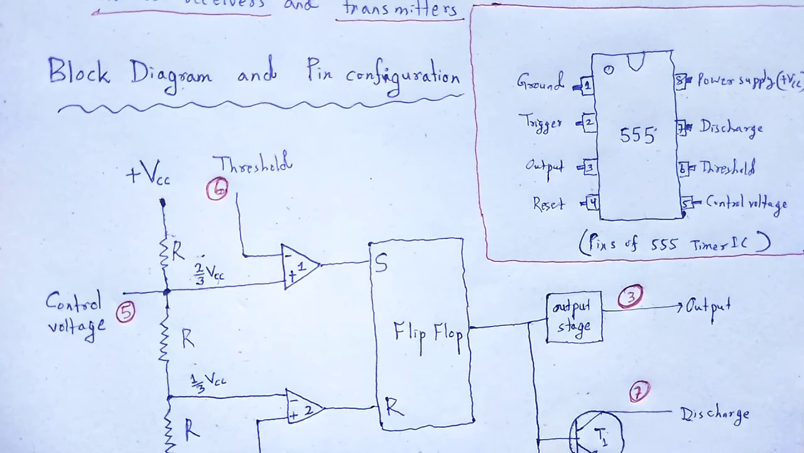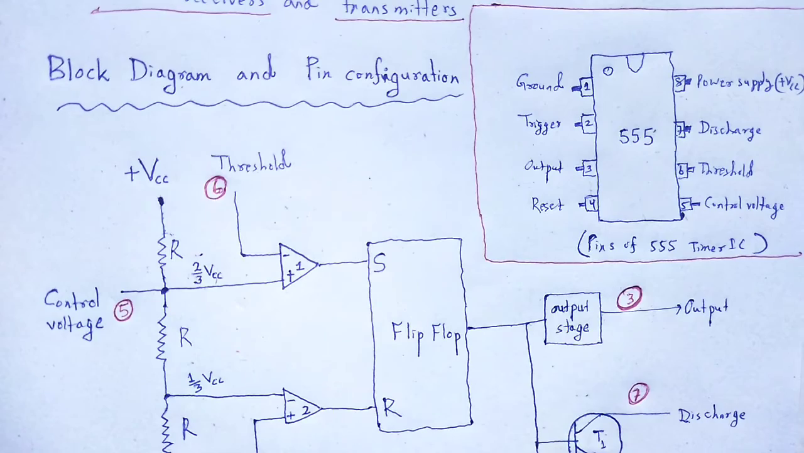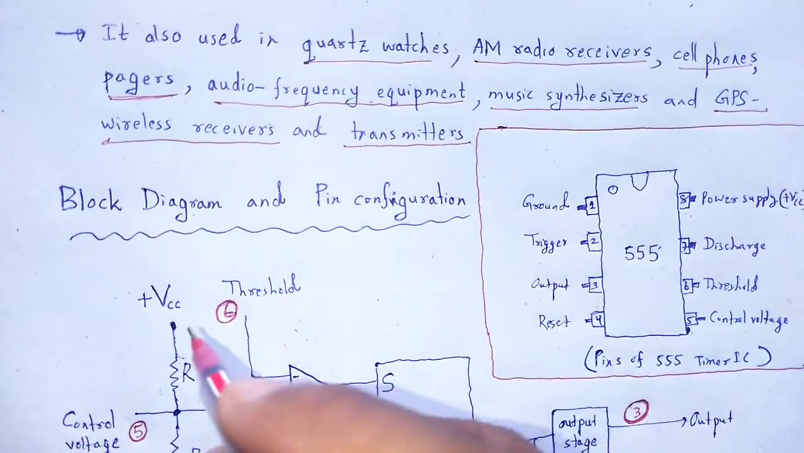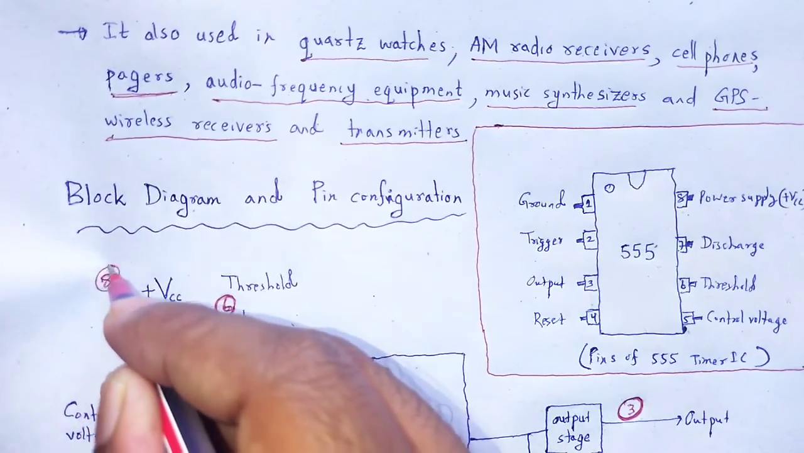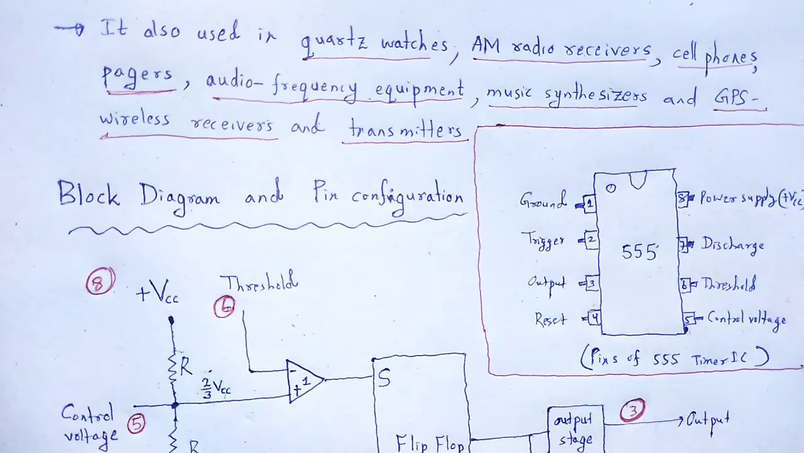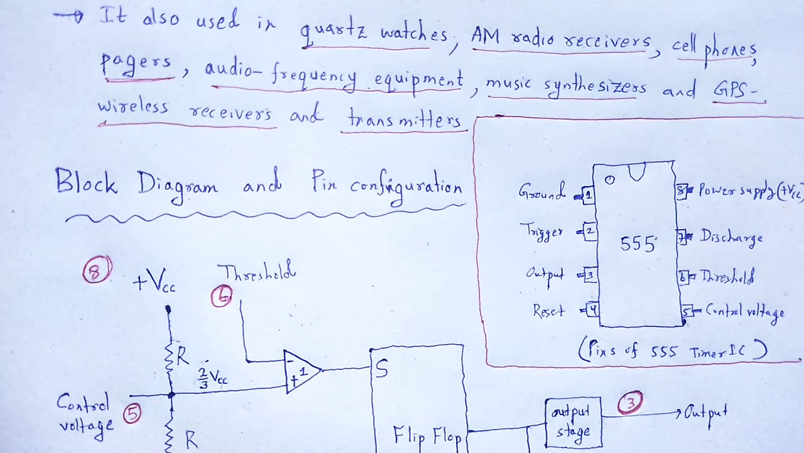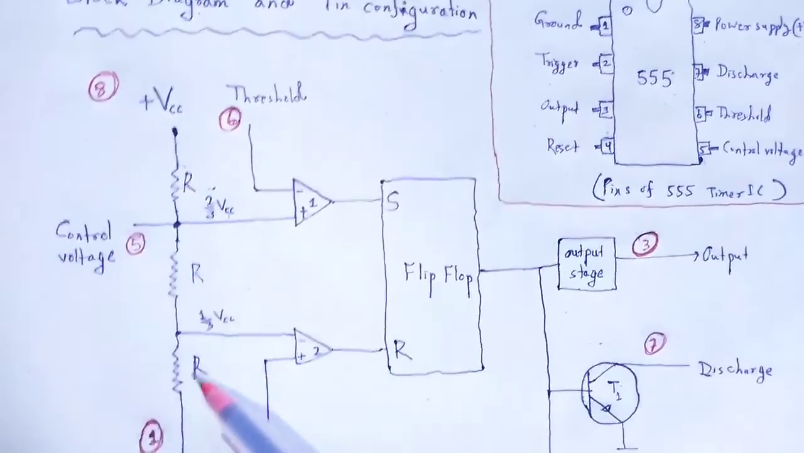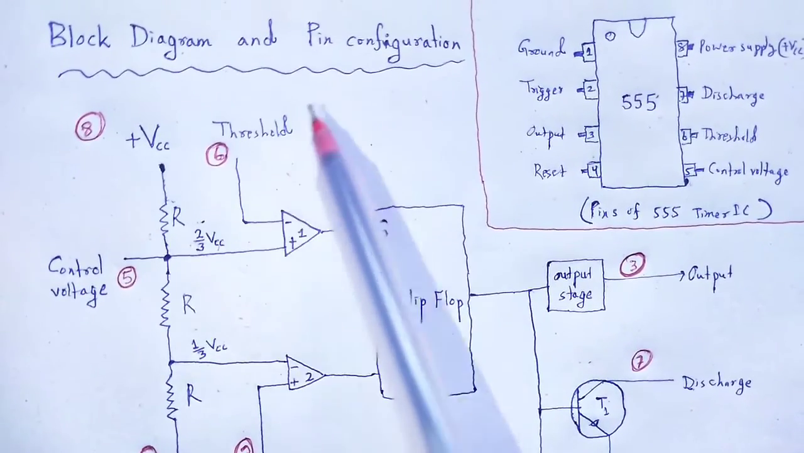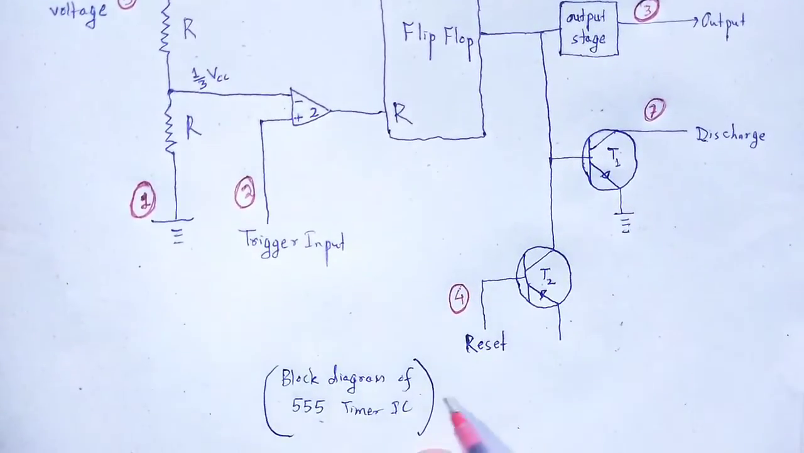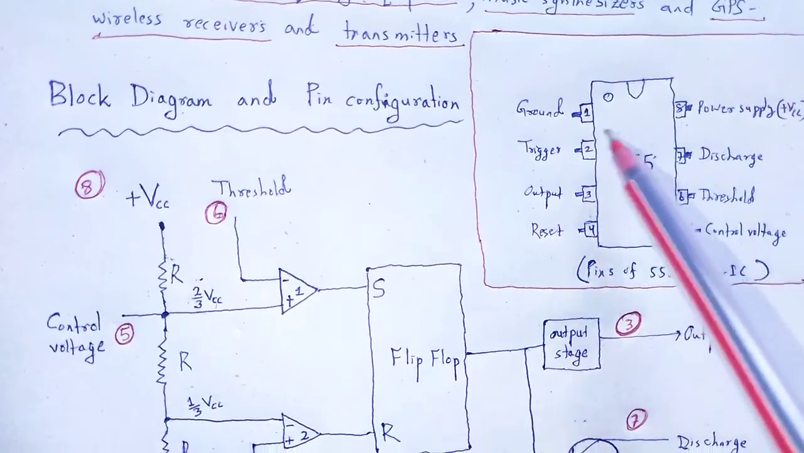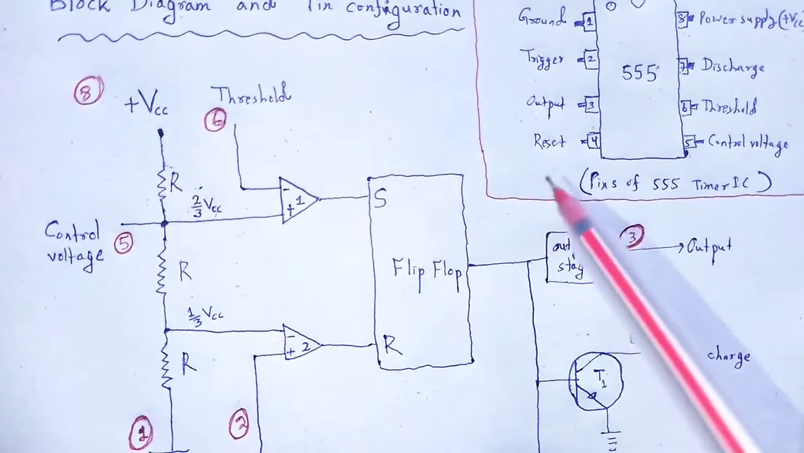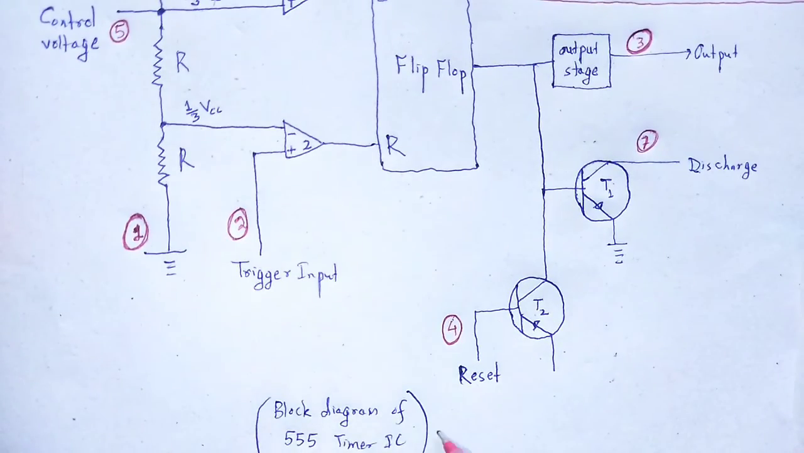Next, power supply. Here we supply the power plus VCC. A voltage of around either plus 5 volt or 18 volt is applied to this terminal. This value of potential is measured with respect to the ground terminal. So, here is the block diagram and pin configuration of the 555 timer IC, with all the pins now shown in terms of the block diagram.